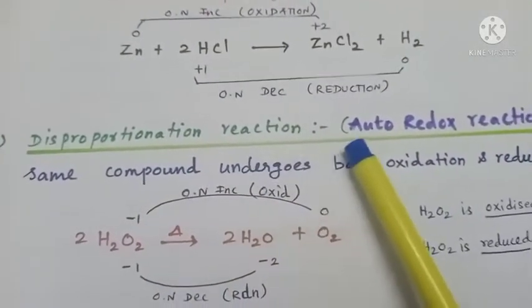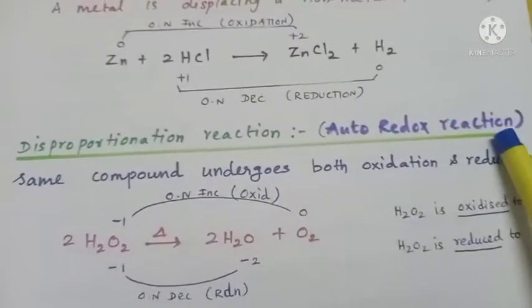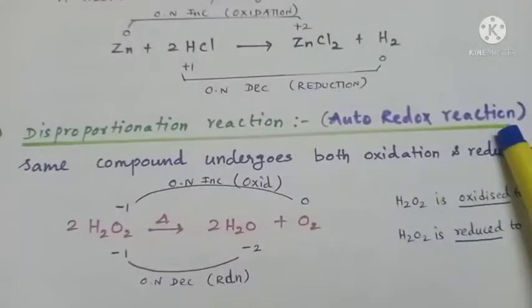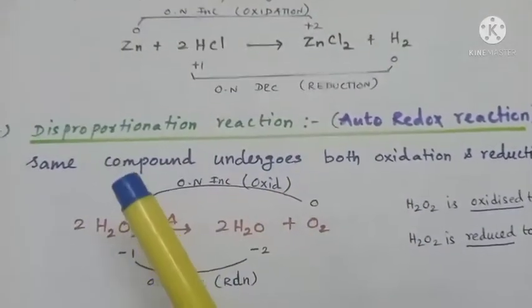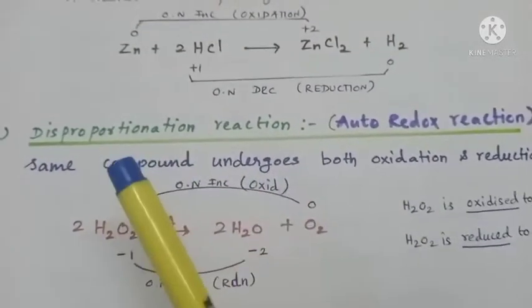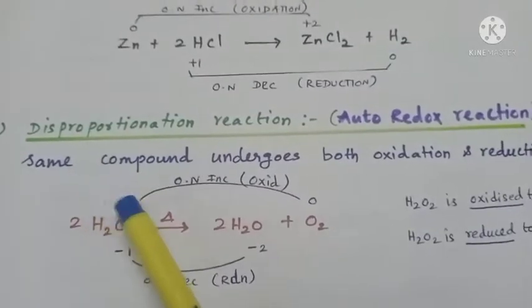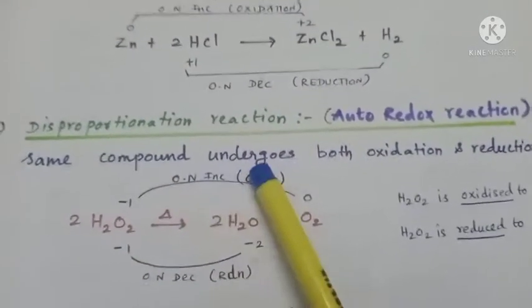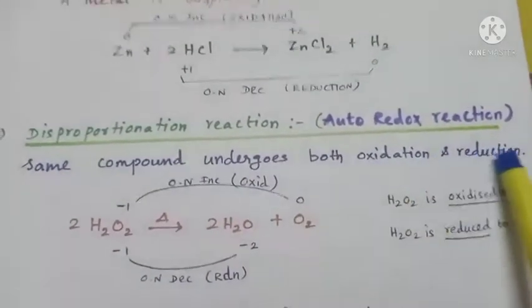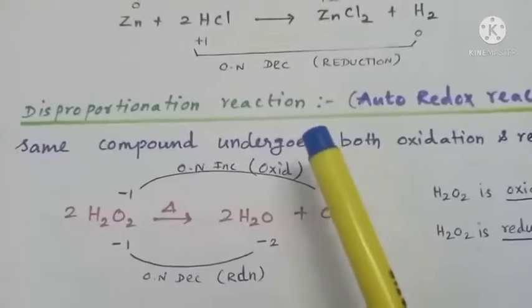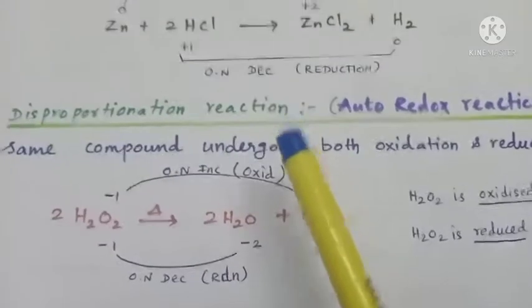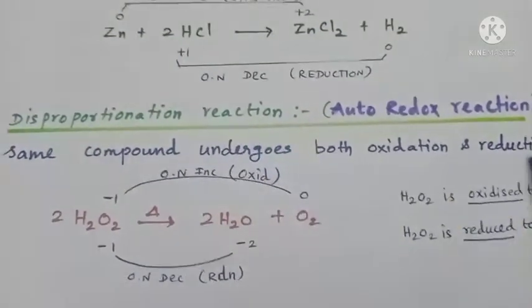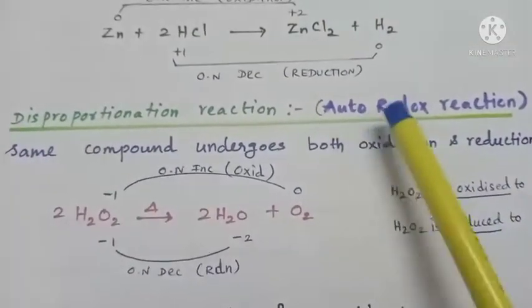Disproportionation reaction, which is also called auto redox reaction. The other names of disproportionation are auto redox reaction, self redox reaction. Okay, right. So what is disproportionation reaction? This is a chemical reaction in which the same compound undergoes both oxidation and reduction. Okay, so here in disproportionation, one compound is getting oxidized as well as the same compound is getting reduced also. So that's what we call auto redox.